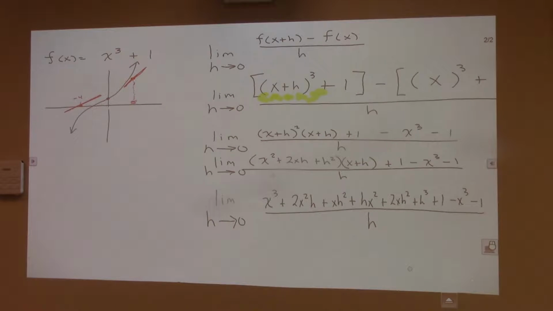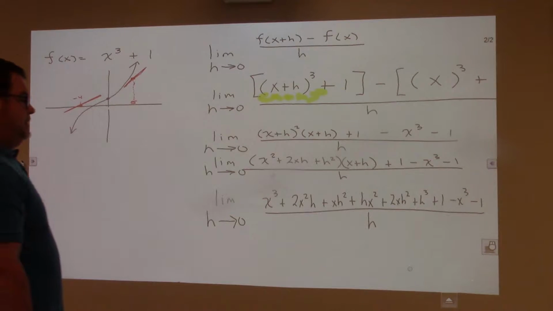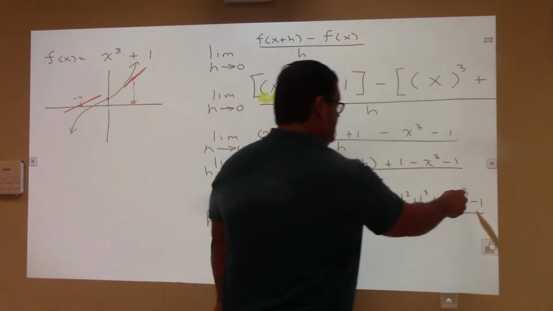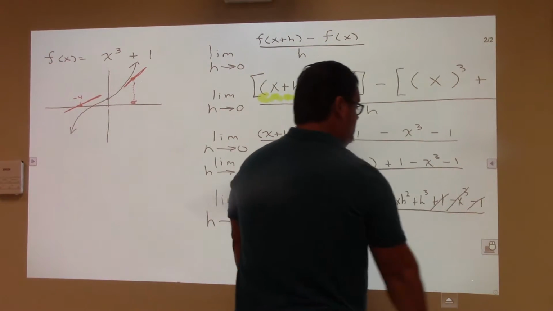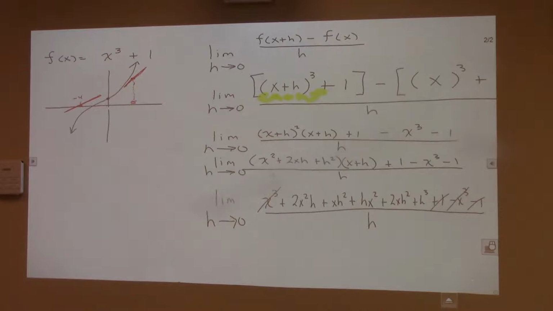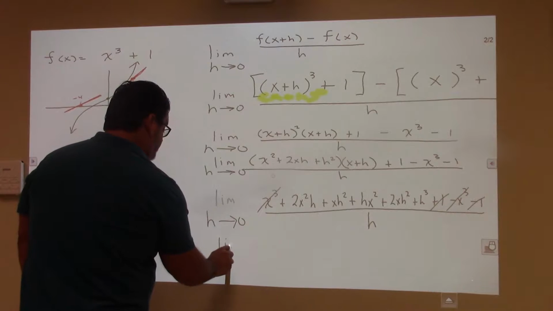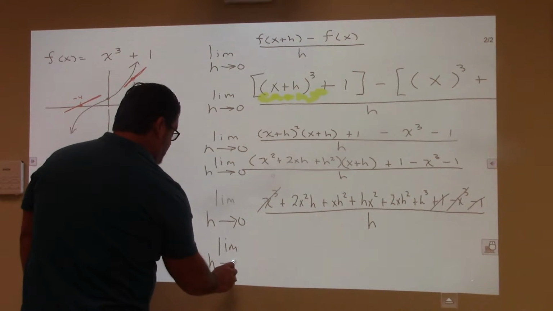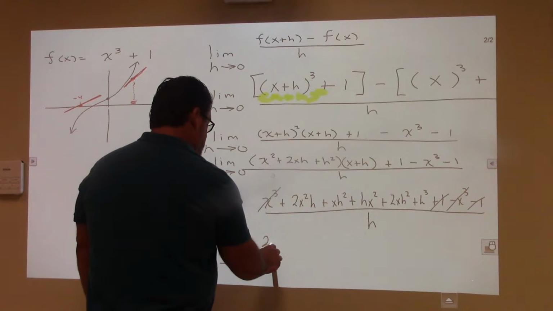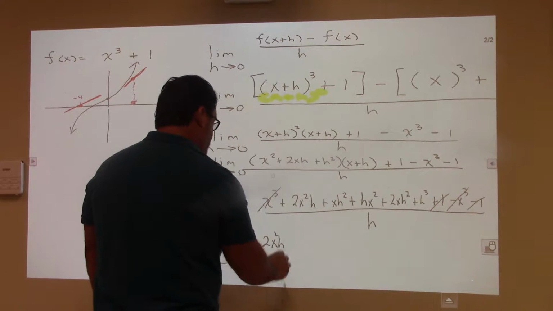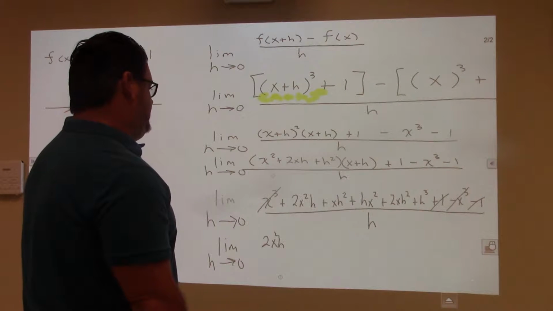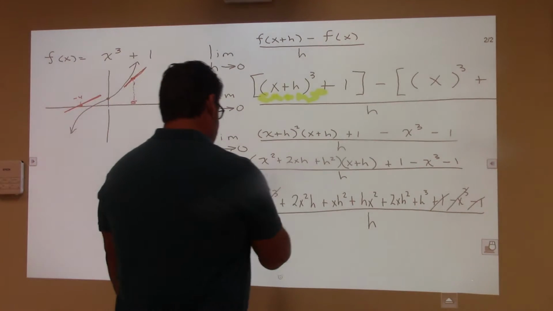I'm going to go ahead and minus out my x term so then I can deal with the h term. So that one goes out, that one goes out, that one goes out, and that one goes out. That leaves us with limit as h approaches 0 of 2x squared h. I'm looking for another x squared h. There it is. So that'd be 3.